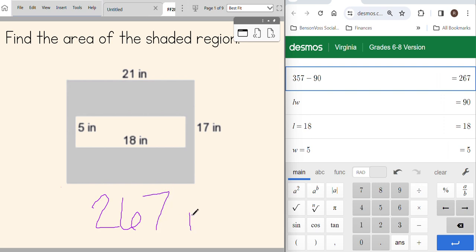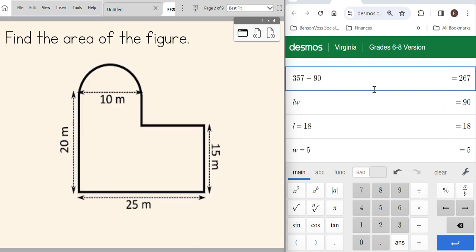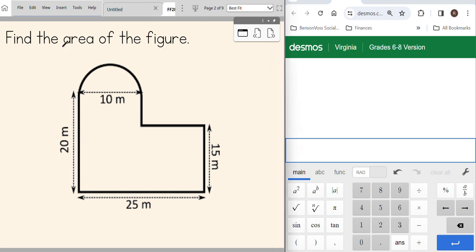267 inches squared for what's left over once you have this whole big rectangle and you cut out the middle rectangle. You end up with 267 inches squared. So next, I'm going to look at this figure. Okay. It says find the area.